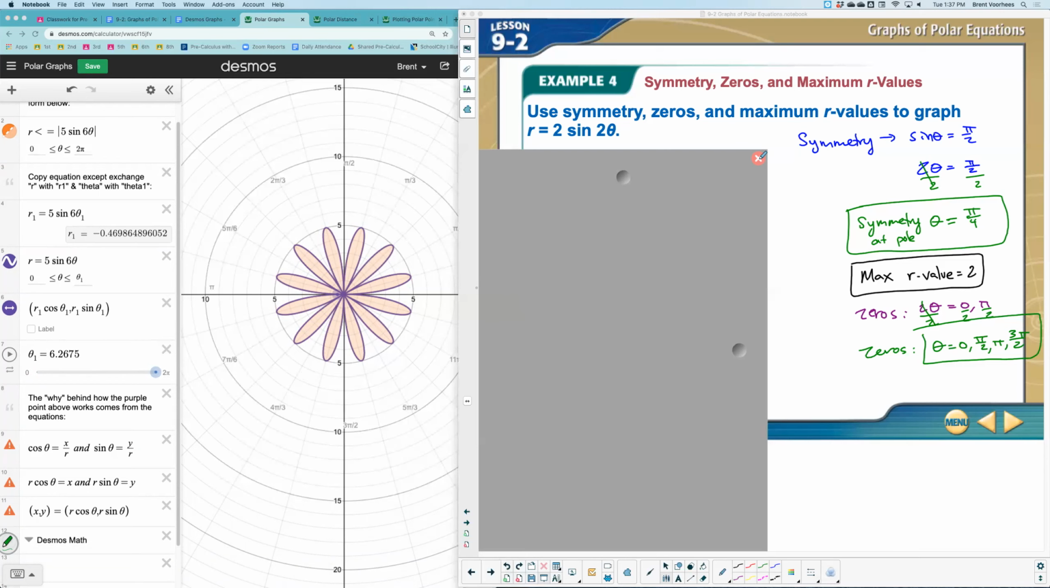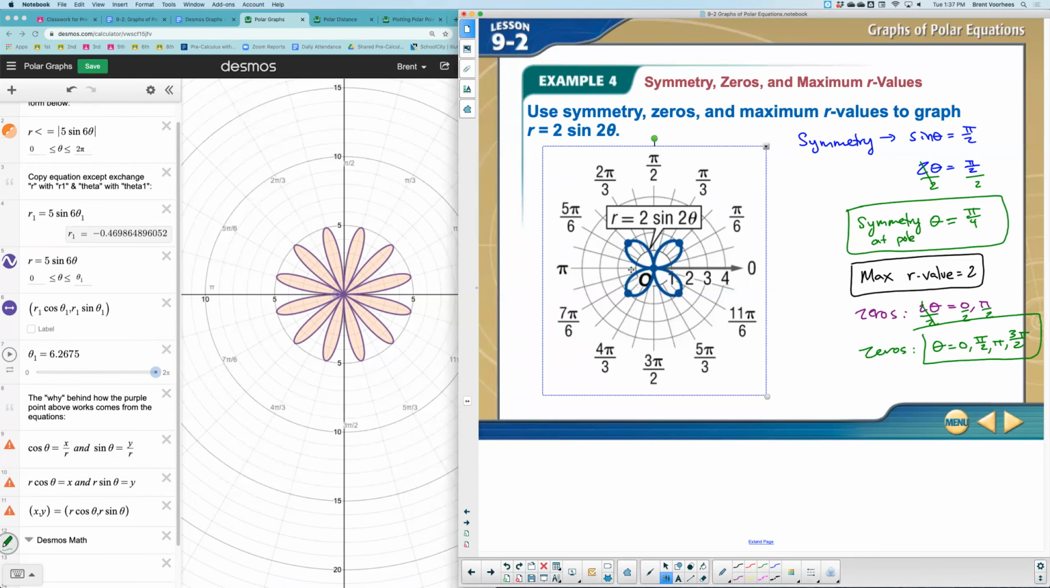But anyways, back to this problem. Here was our graph. The maximum r value was 2 units out. That was the maximum. And by the way, the minimum would be -2. The zeros occurred at 0, pi over 2, pi, and 3 pi over 2.